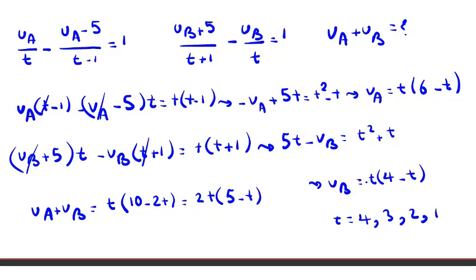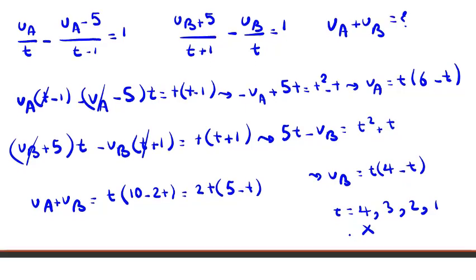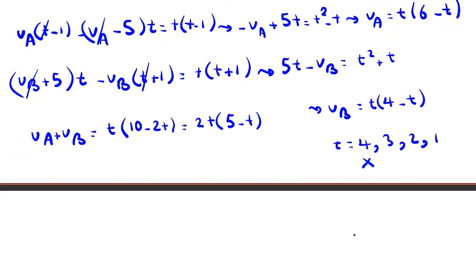So it means that you have 4 toys with value 0 and each toy has positive value. It's a contradiction. So we should consider T equals 3, 2, 1. So if we consider T equals 1, 2, 3, let me write T here. Then let's calculate VA, VB.